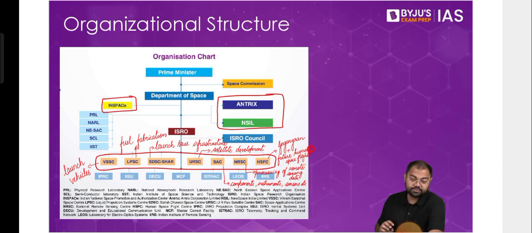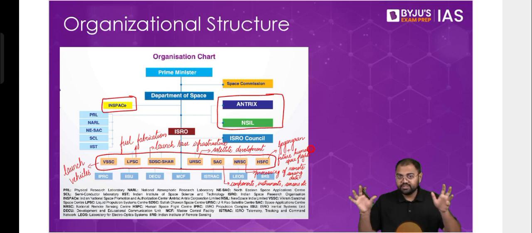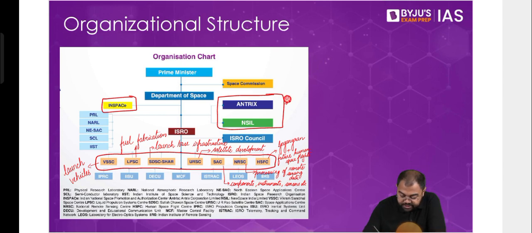So about all these units, just know in one line, because if a question has to come in the prelims, now in the context of Chandrayaan 3, in the context of Aditya L1 and so on, you'll see that some of these units will be in the news as well. So that's why you should just know about their basic function. Then after that, we have Antrix and NSIL. These two are called the commercial arms of ISRO.